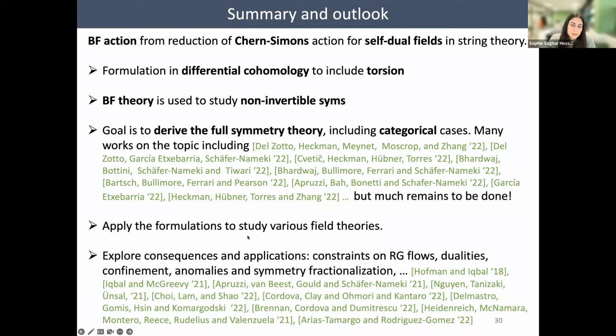Also, what we can do is try to find a BF theory of so many different theories that can be constructed from string theory. Finally, we can explore a lot of consequences that these different choices have for our theory. Here are some of the examples, including RG flow. You know that these symmetries must be preserved. They're topological, so they're preserved along RG flow.